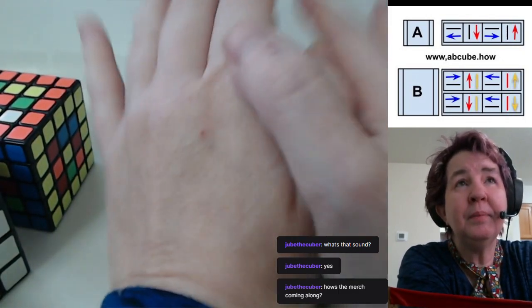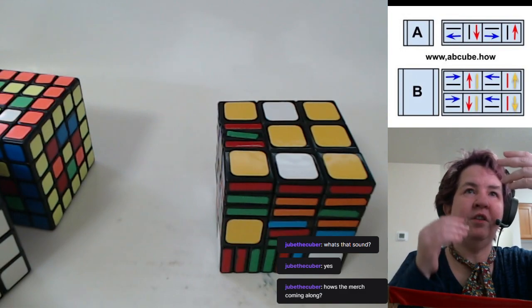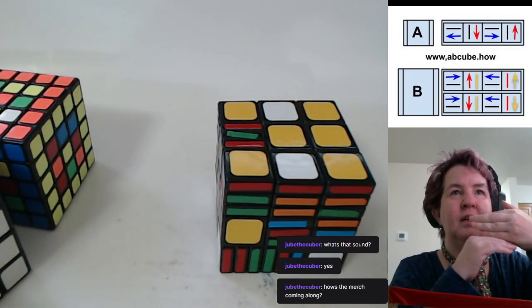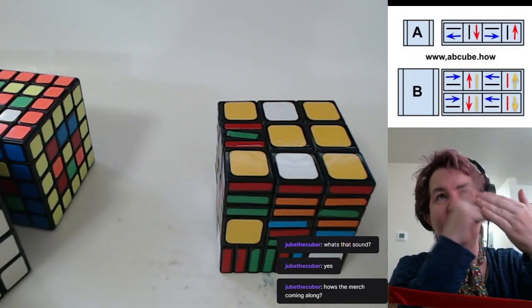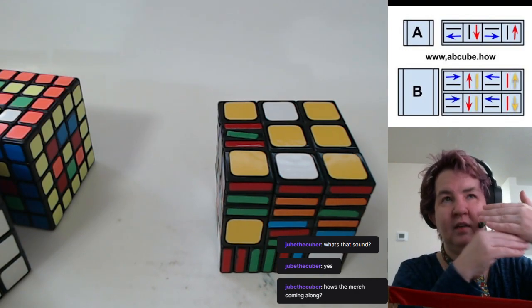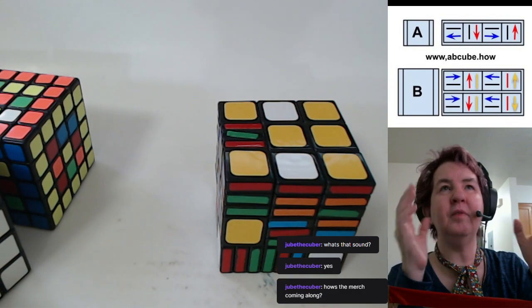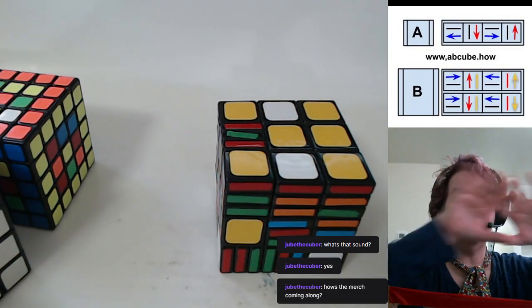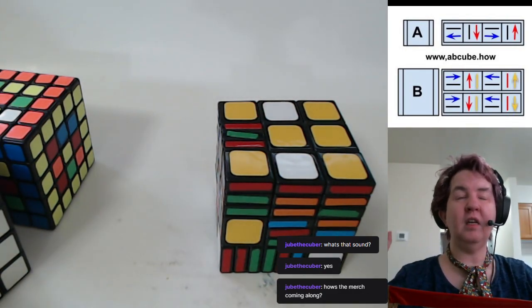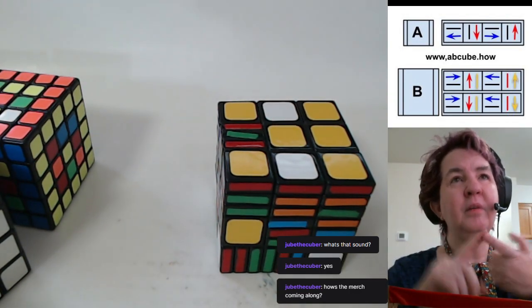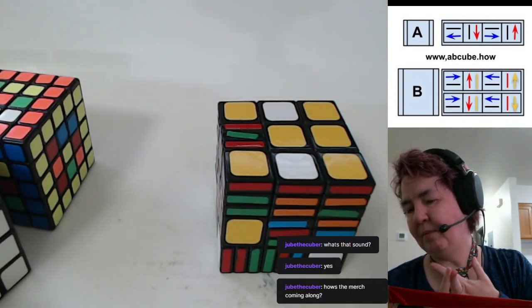I'm thinking of doing a poster on the wall that just demonstrates how the rows and columns move in relation to the formula A. It shows which columns are moving, which slices are moving, and how they're moving. So I want to do a poster. You just put it on the wall and look at it, and you can solve the cube just by looking at the poster. Yeah, you know, mouse pad.